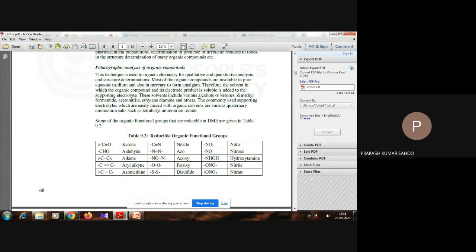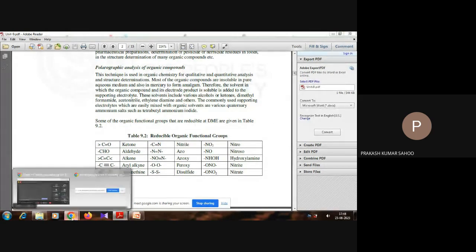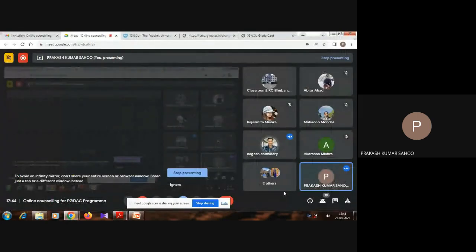The solvents may be alcohol, ketone, dimethyl formamide, acetonitrile, ethylene diamine, or others. The commonly used supporting electrolytes which are easily mixed with organic solvents are various quaternary ammonium salts such as tertiary butyl ammonium iodide.